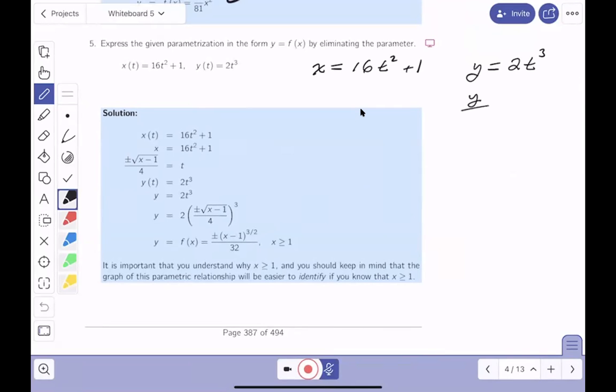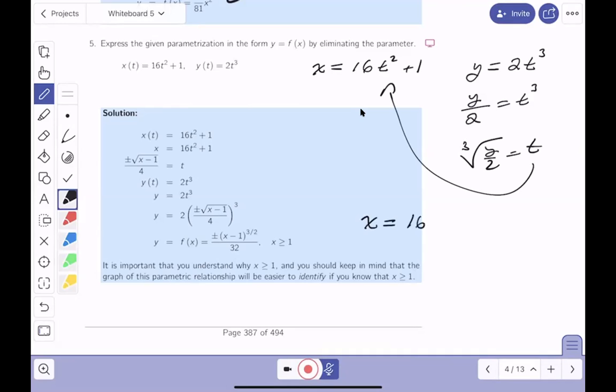What do you get? Y over 2 equals t cubed. And what would t be equal to? The cube root of y over 2 would be equal to t. Take this, plug it in over here, and let's write this down. What do you get? X equals 16. I got to square that guy. I want to point out this is the same thing as y over 2 to the 1/3 power. And if you square that, what do you get? You would get y to the 2/3 over 2 to the 2/3. Don't be discouraged. Plus 1.